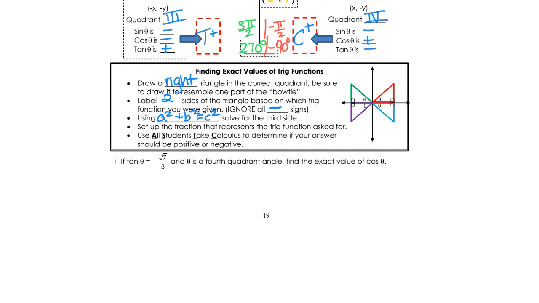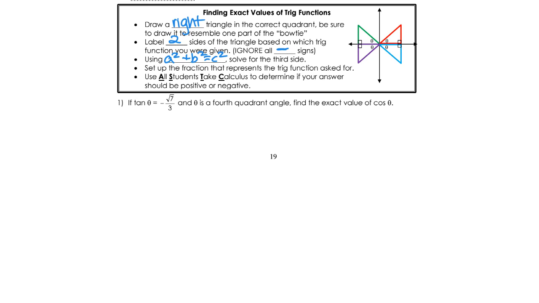So here we go. In number 1, it says if tangent theta equals negative square root of 7 over 3, and theta is a 4th quadrant angle, find the exact value of cosine theta. Because they said it's a 4th quadrant angle, we'll go ahead and draw our right triangle. We always start at our origin, and we go over x amount and down y amount. And then we connect it. And that's our right angle. And theta will always be the angle closest to the origin. You can see in our picture here, we're drawing that part of our bow tie because we are in the 4th quadrant.